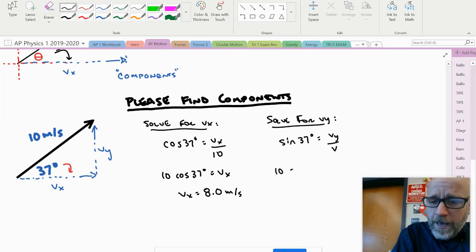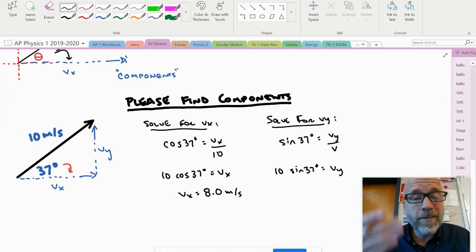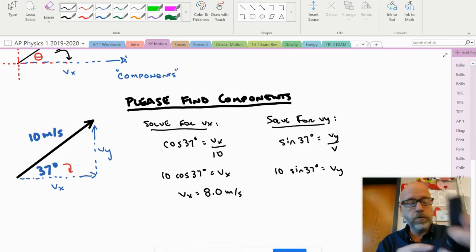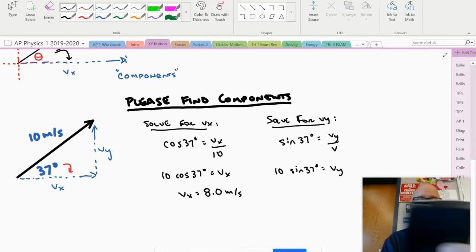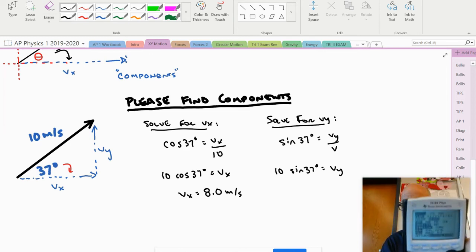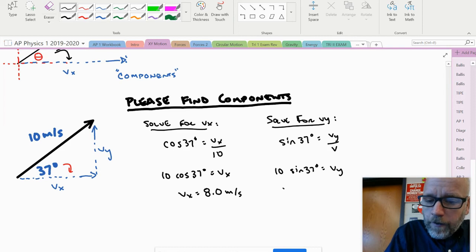You should thank them. So 10 sine of 37 equals Vy. Plug it in. Really plug it into your calculators. If you have an Inspire, you have to make sure that you're in degrees. You're going to have to go to Document, Settings, Degrees, not radians. If you are working on an old school TI-84 like me, you are going to go to Mode up top and choose degree. So Vy is going to be equal to 6 meters per second.